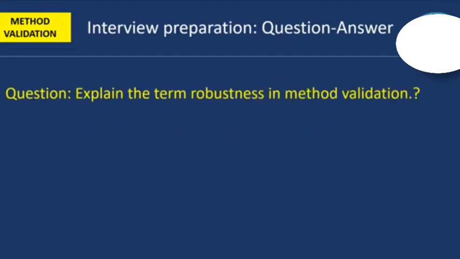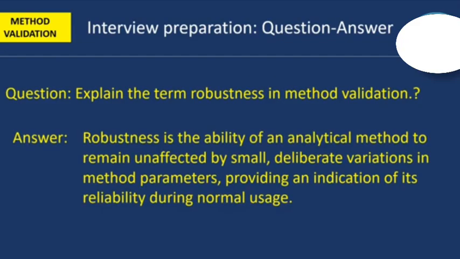Next question, explain the term robustness in method validation. The answer is robustness is the ability of an analytical method to remain unaffected by small deliberate variations in method parameters, providing an indication of its reliability during normal usage.